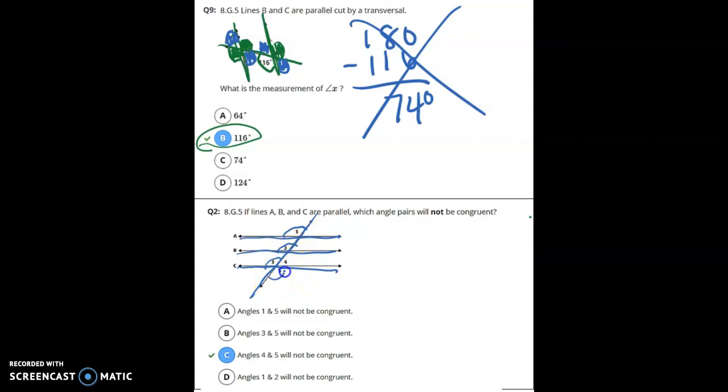Then angle 3 and angle 5 are vertical angles, so those are also equal to each other. So everything I've labeled so far has the same degree measure. The only angle that does not is angle 4, which is supplementary to all of the marked angles. That is why option C is correct.